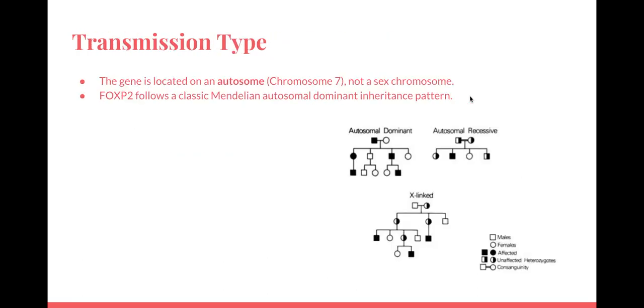Let's move on to the transmission type. FOXP2 is inherited through sexual reproduction, and like all autosomal genes, it follows Mendelian inheritance principles. Since it's located on chromosome 7, an autosome, it's not sex-linked, meaning it affects people of any gender equally. Mutations in the FOXP2 gene, including the one we focused on, follow an autosomal dominant inheritance pattern. This means that one mutated copy of the gene is enough to cause symptoms. If a parent has a mutation, there's a 50% chance they'll pass it on to each of their children.